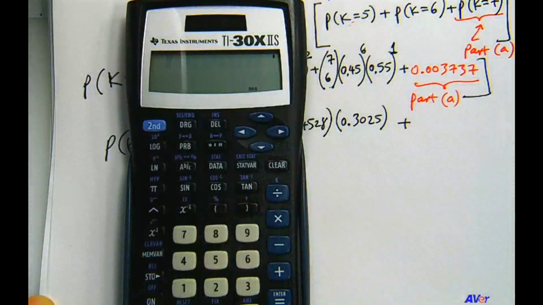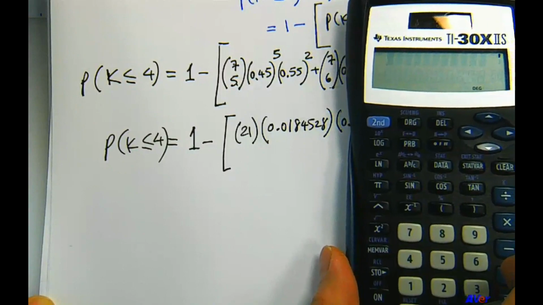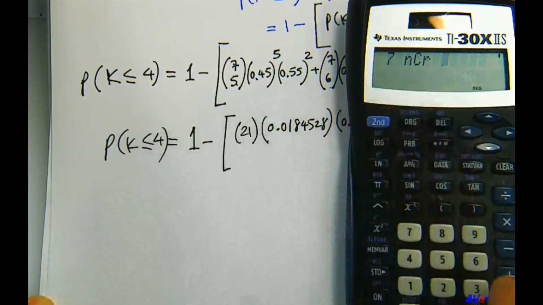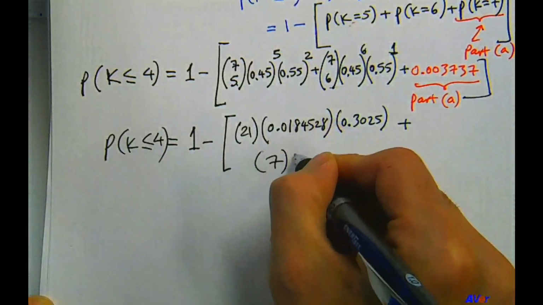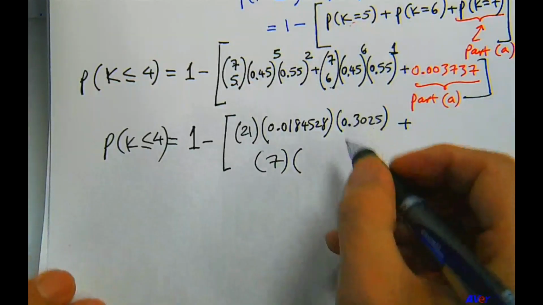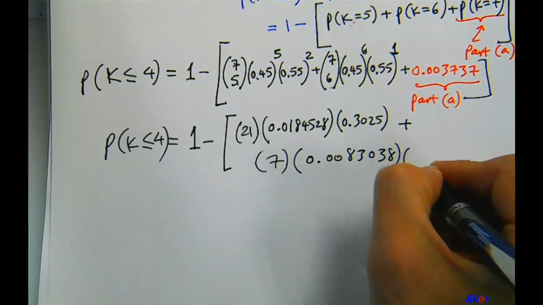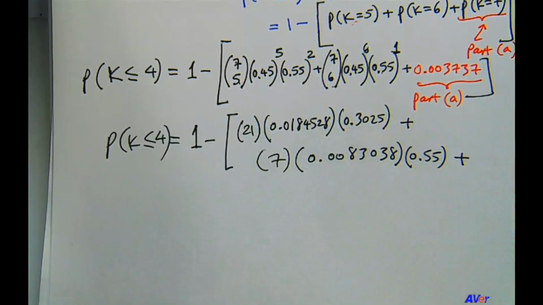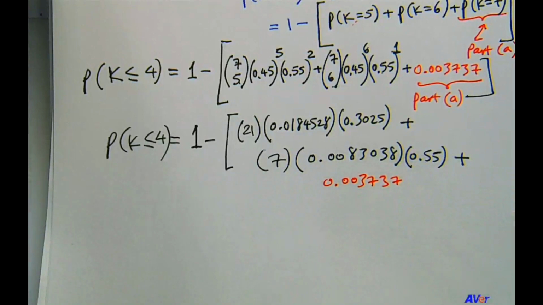7 choose 6. Let's calculate that. Right, we're going to calculate this one. So 7, PRB, scroll over to nCr, 7, choose, enter 6, and hit enter, you get 7. So 7 times 0.45 to the 6th power, we have 0.008338 times 0.55 to the first power is 0.55, right? Plus the last piece, which is 0.003737, which we had from part A.